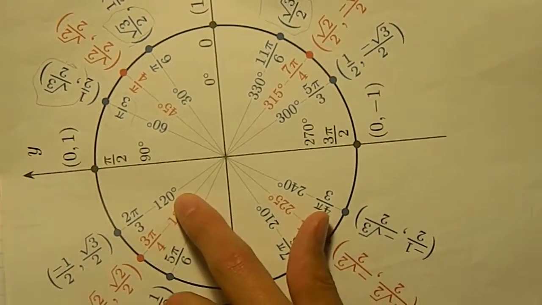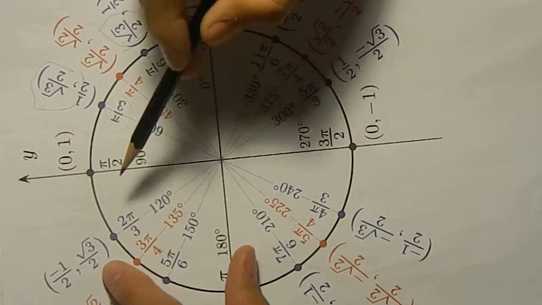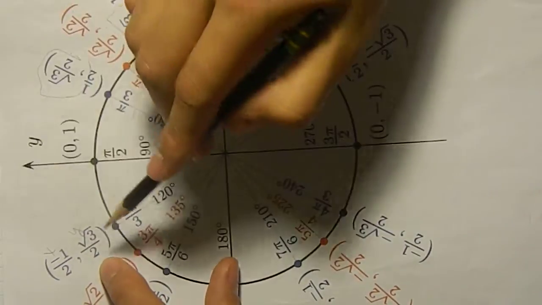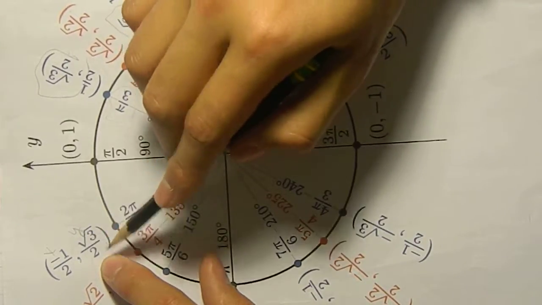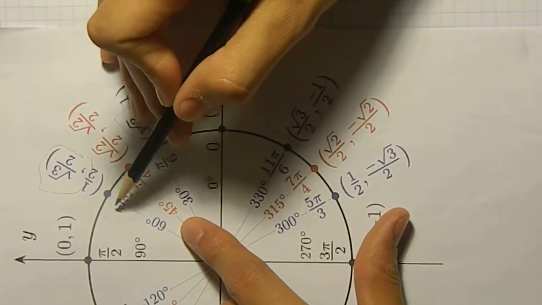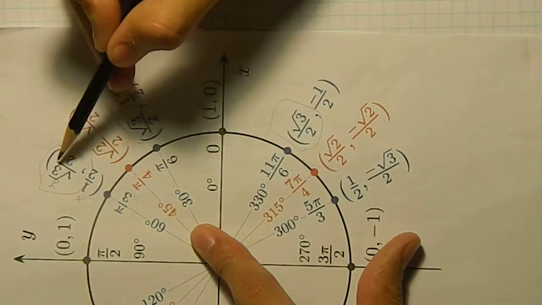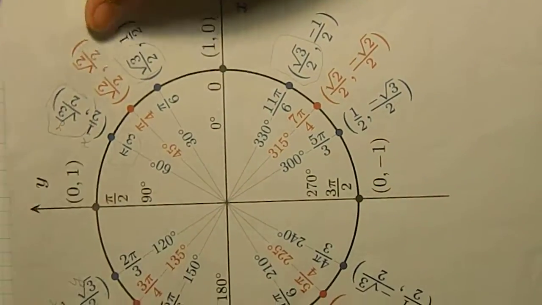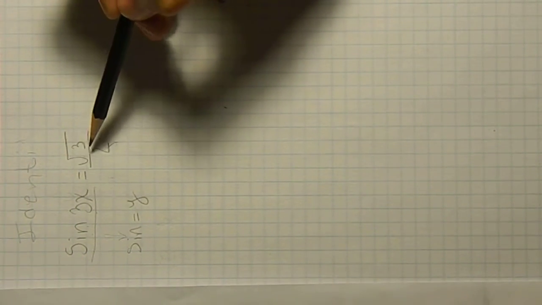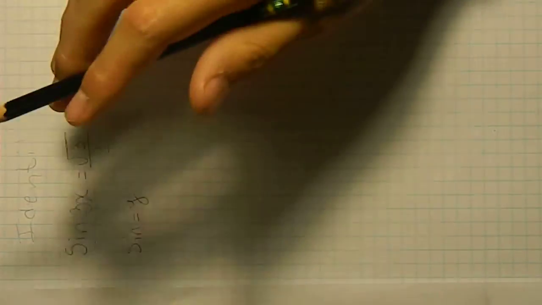If we take a look at 120 degrees or 2 pi divided by 3, which is the same, we see that our y, this is x and this is y, in this case is square root of 3 divided by 2. But also at 60 degrees or pi divided by 3, our y is equal to square root of 3 divided by 2. So now we have two values in the unit circle when our sine is equal to square root of 3 divided by 2. But here is the thing.